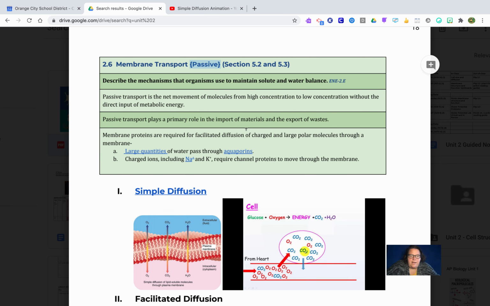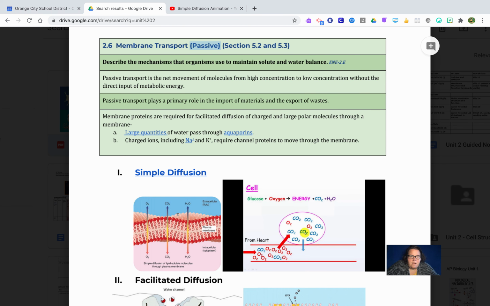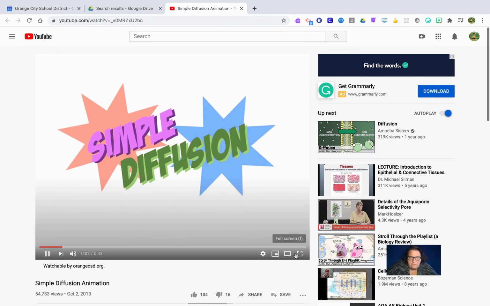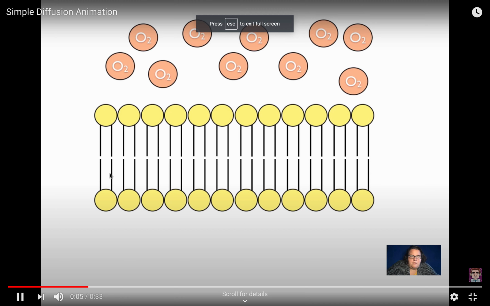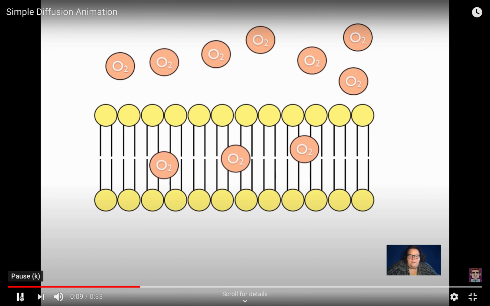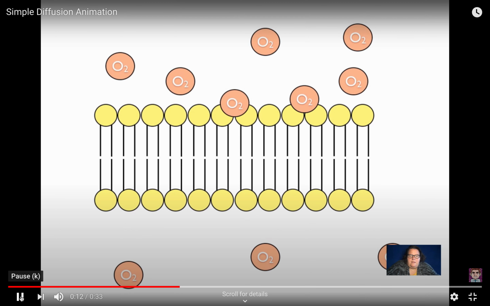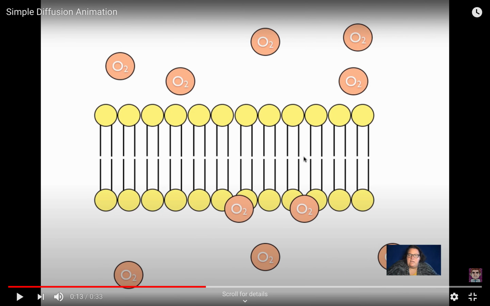Let me go through this one first, a simple diffusion animation. Here we have a substance that's in high concentration on one side of the phospholipid bilayer and low concentration on the other side. So as you would predict, it's able to cross the membrane until eventually it reaches equilibrium, relatively equal on either side.